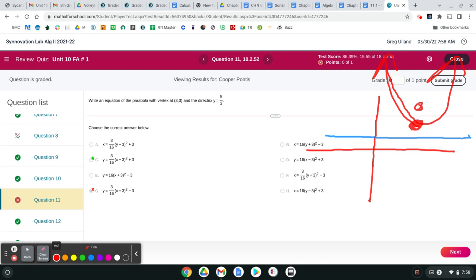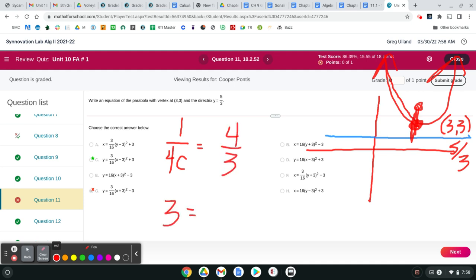What's the distance between 5/3 and 3? Oh, that's a pain. This is up 5/3 and that point is up 3. And 3 is 9/3. So the distance between here and here and here and here, that's 4/3. So then you say 1 over 4c is 4/3. This is a hard question. Cross multiply, you get 3 equals, well, really, we don't need to solve it for c.